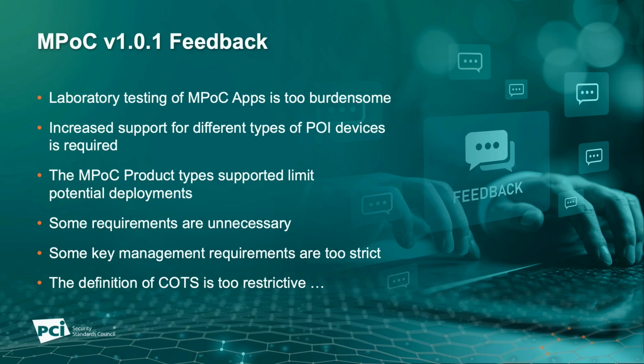We were also being asked for increased support for different types of POI devices. In version 1.0, 1.0.1, we supported a type of POI called an SCRP, or a secure card reader pin, designed specifically for attaching to a mobile device and providing potentially pin translation features.